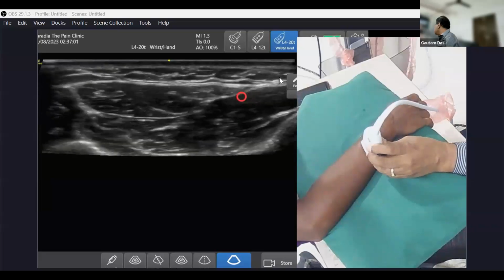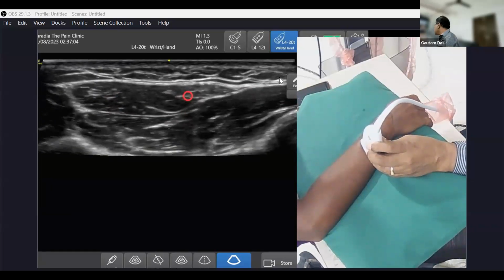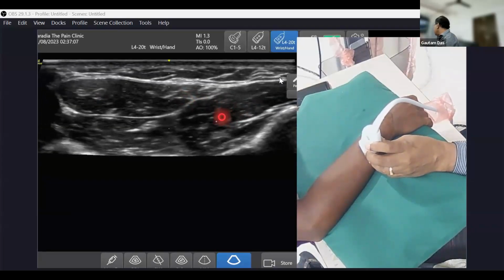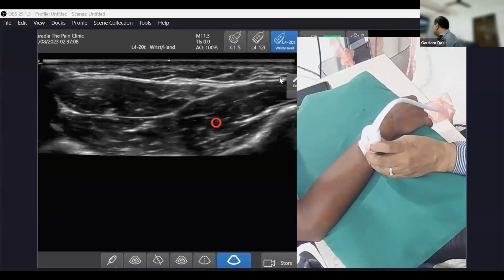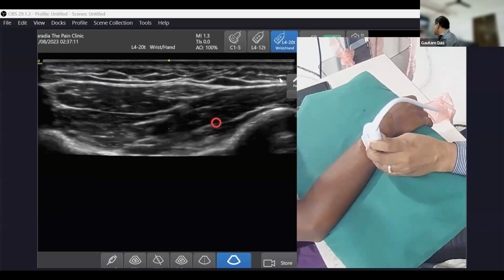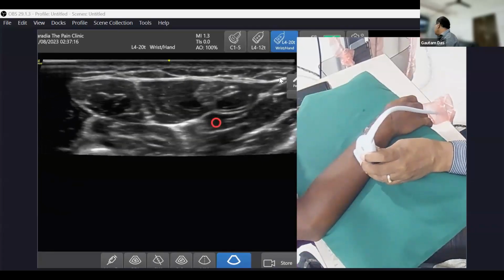This was your extensor digitorum. Now that is no longer tendon, it has now become muscle. So this was your extensor pollicis brevis. Abductor pollicis longus, extensor pollicis brevis, right? So they are going below, they are the deeper compartment muscles. So these are your superficial compartments, extensor digitorum. Again, coming to the wrist.